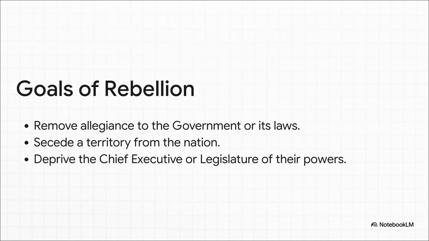And just look at the sheer ambition of a rebellion. I mean, this is not small stuff. The goals here are truly existential. Removing allegiance means they're literally trying to break the entire social contract. Seceding a territory, that's trying to literally break the country into pieces. And depriving leaders of their powers, well, that's hitting the giant reset button on the whole government. A rebellion attacks the very idea of the state itself.